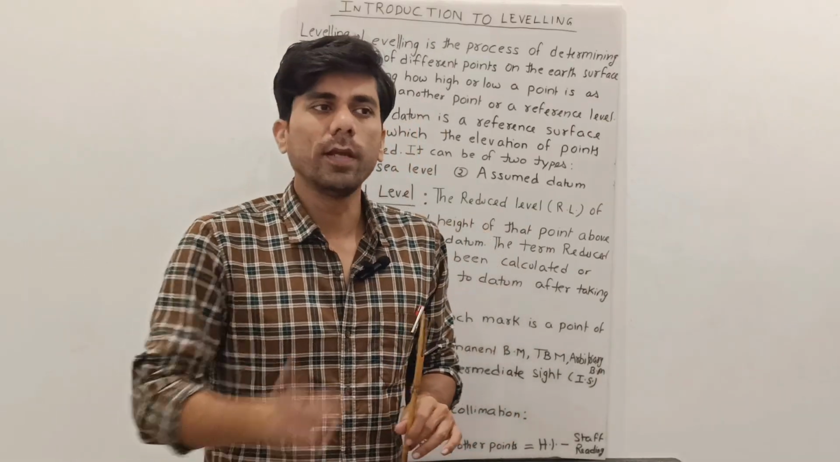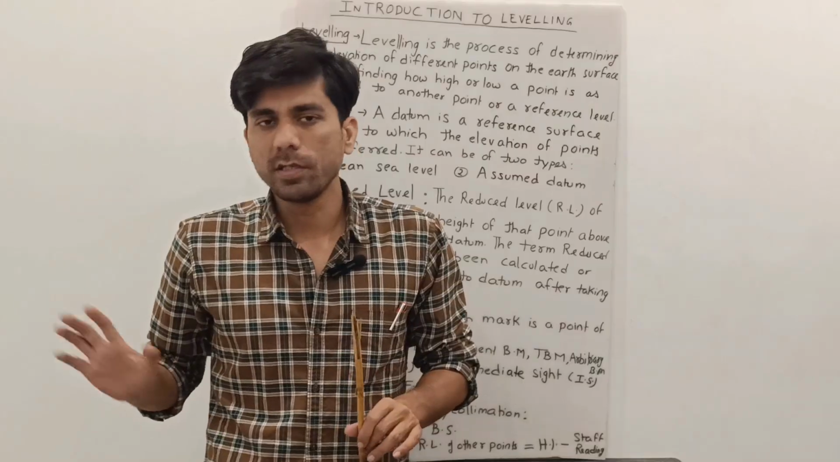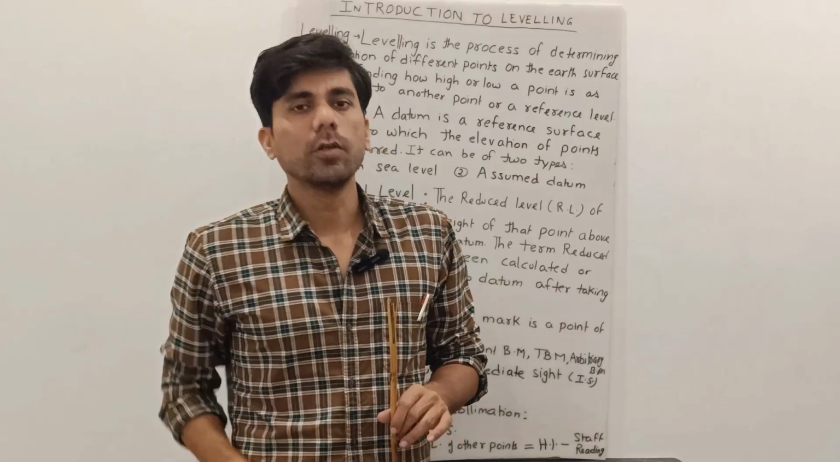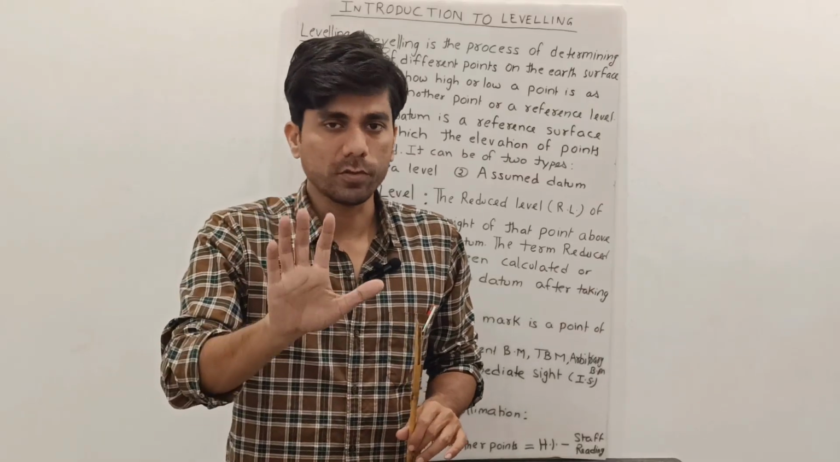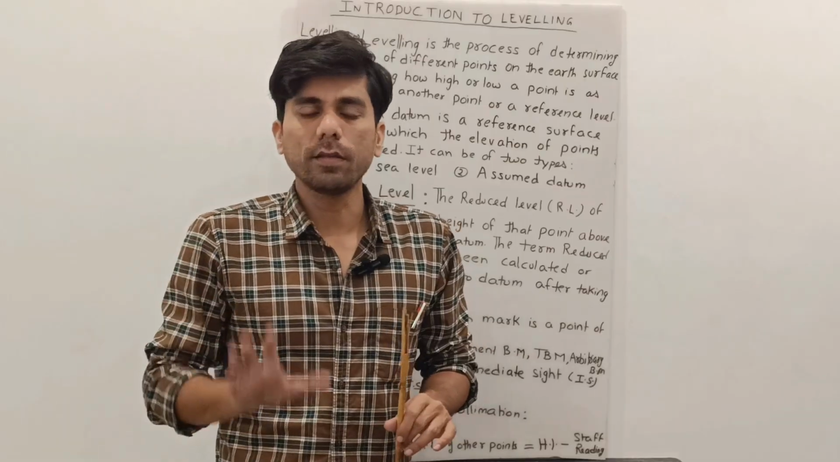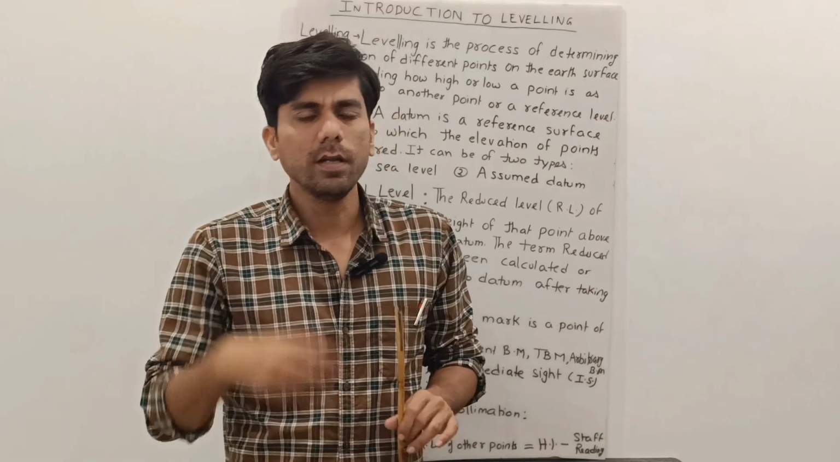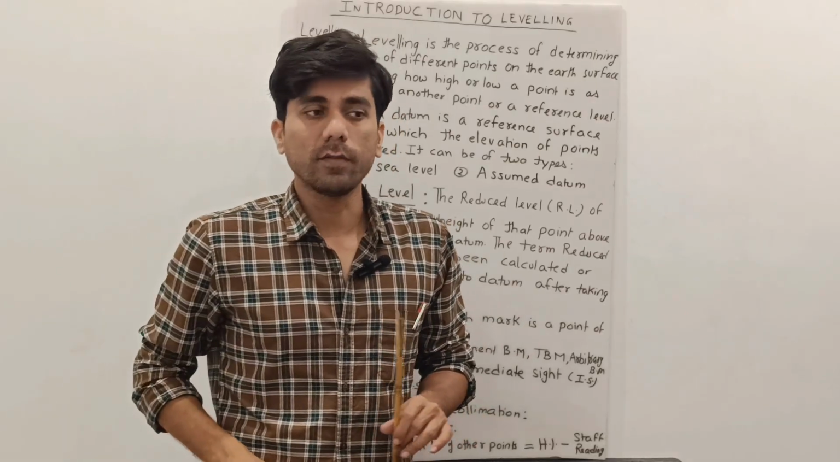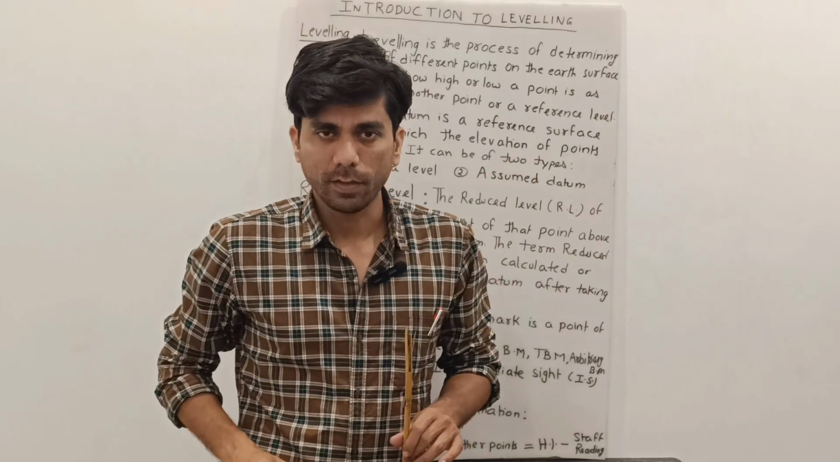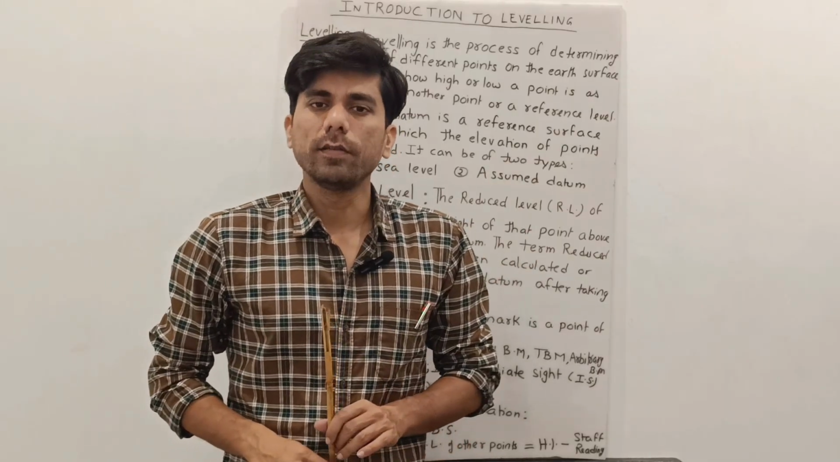For example, you are doing 1000 meter work and you are changing your instrument position 5 times, so you will have 5 different values of height of instrument, and the staff readings corresponding to that height of instrument can be used to calculate the RL of the points in that vicinity only. Okay, so I hope this clears things for you.